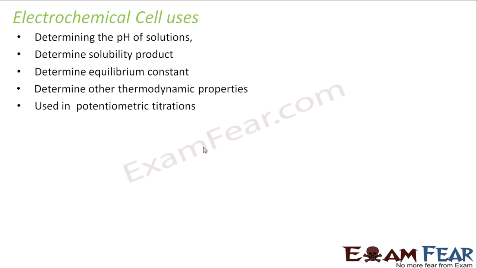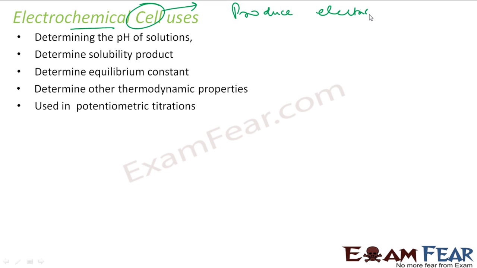So these are the various uses of electrochemical cells, apart from the fact that these chemical cells are used to produce electricity. That is the main use, right? Produce electricity, and that helps our laptops, mobiles, cameras, inverters. They run on these batteries, and they are nothing but electrochemical cells.